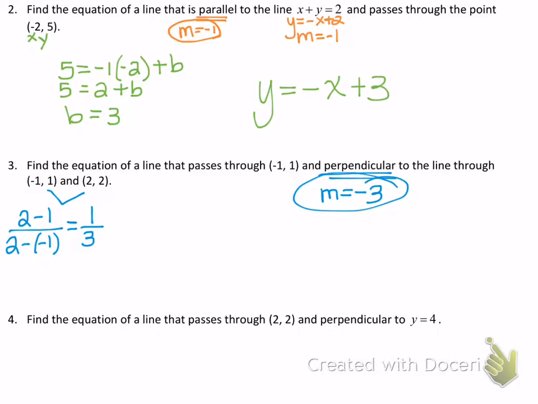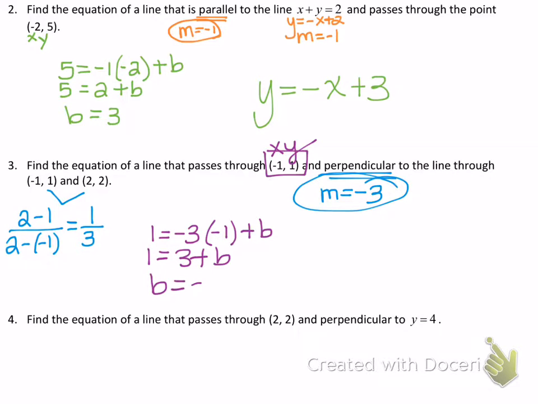So once again, it has to go through negative 1, 1. I'm going to borrow this x and this y value. 1 equals negative 3 times negative 1 plus b. 1 equals 3 plus b. So b equals negative 2, giving me a final equation of y equals negative 3x minus 2.